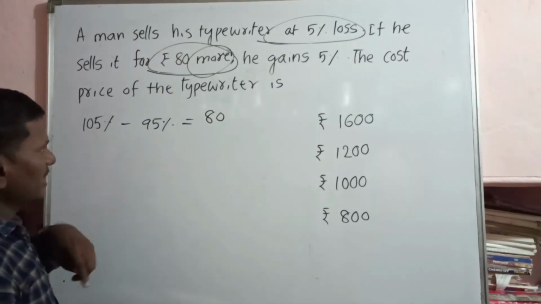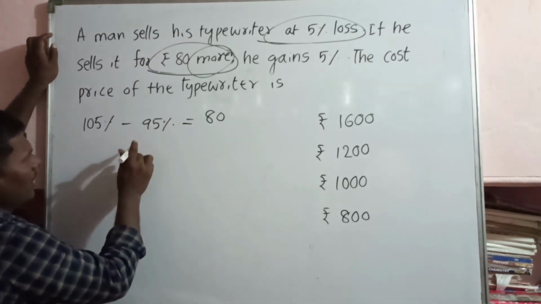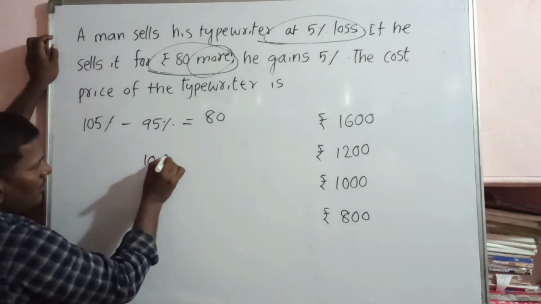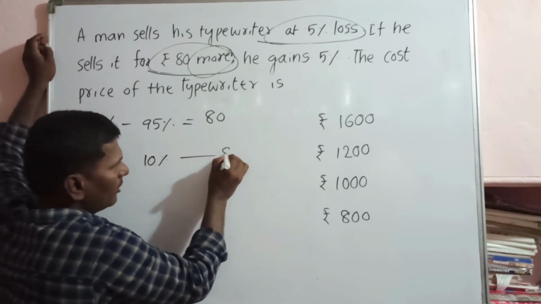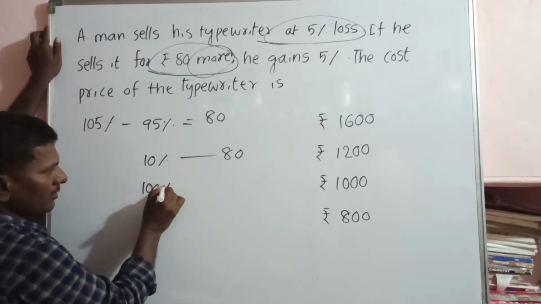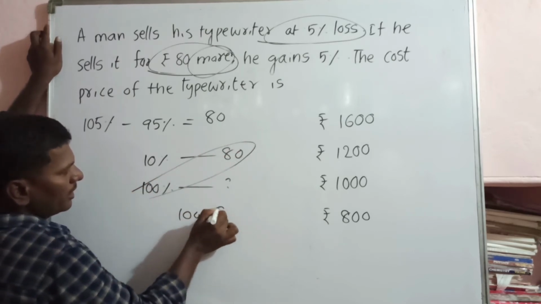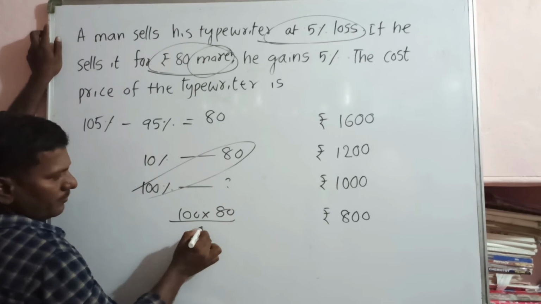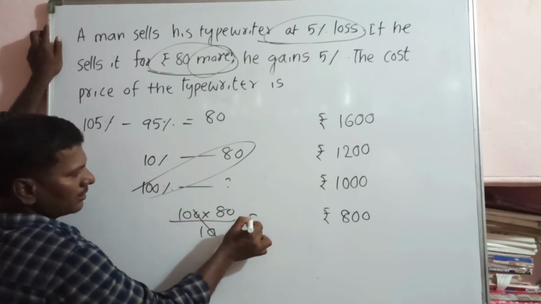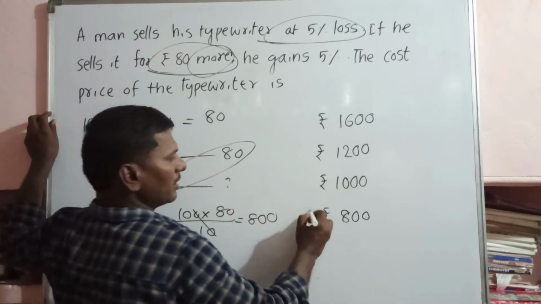So 105% minus 95% is equal to 80. By subtracting I get 10%. 10% value is 80 rupees. Cost price means we have to find out 100%. So 100 into 80 by 10. The 0 gets cancelled. 80 into 10, 800. So answer is 800.